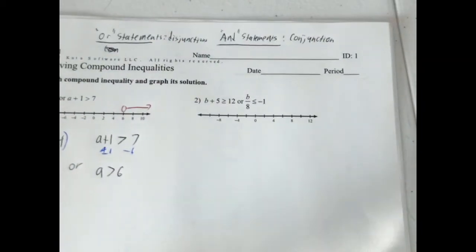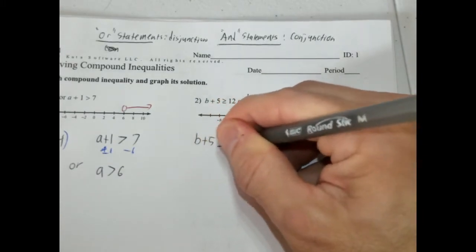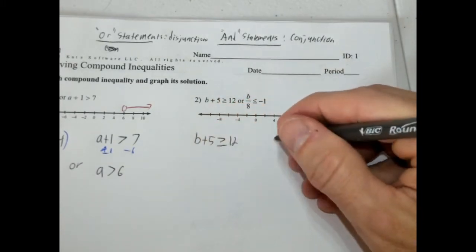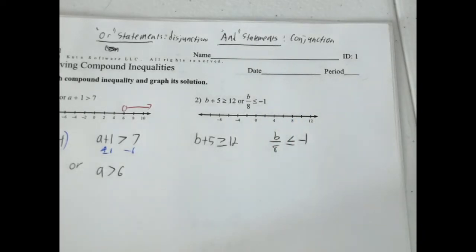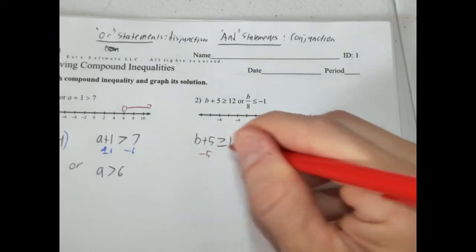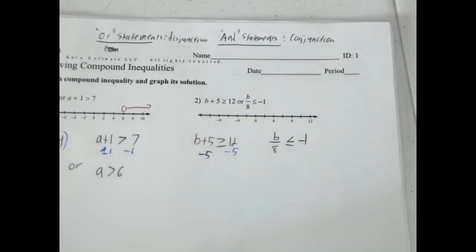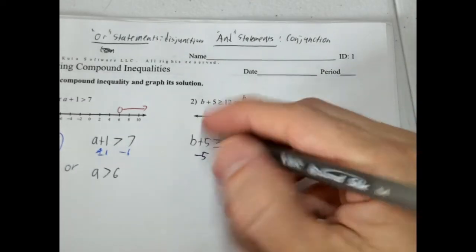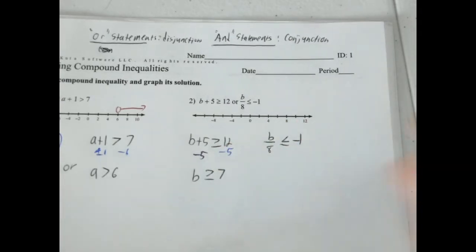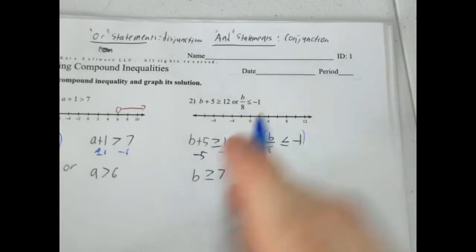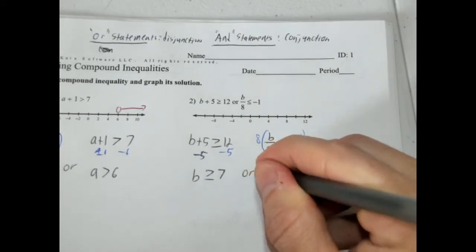Let's look at number 2. So we have b plus 5 is greater than or equal to 12, or b over 8 is less than or equal to negative 1. Okay? Well, let's subtract 5 from both sides. Okay, and we're going to have b is greater than or equal to 7. And over here we're going to multiply both sides by 8. And b will be less than or equal to negative 8. Okay, that's an or statement.